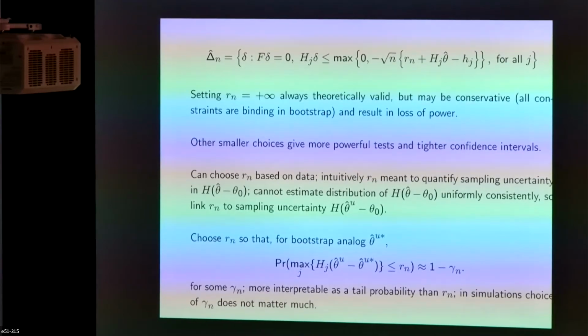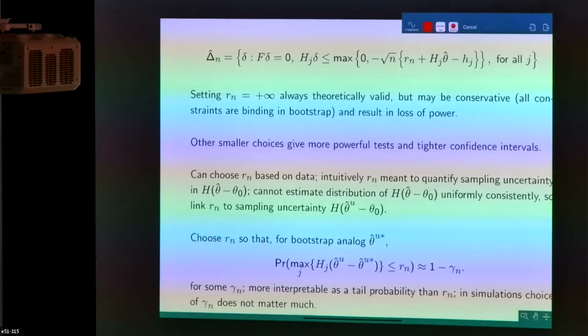So, setting Rn equals infinity is theoretically valid, but it's conservative. In other words, you get a conservative test, but it results in a loss of power. So you want to choose Rn the right way. Heuristically, Rn represents sampling uncertainty in H of theta hat minus theta naught. You want Rn to go to 0 a little slower than the sampling uncertainty in that, right? So you want to set it to be kind of a large value potentially, right out above how fast that's going to 0.